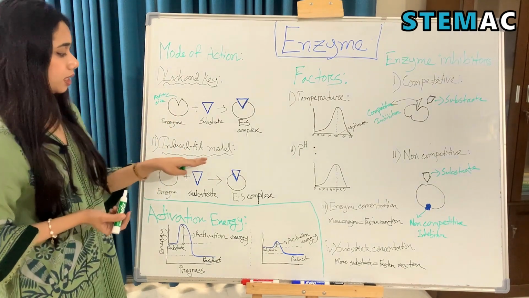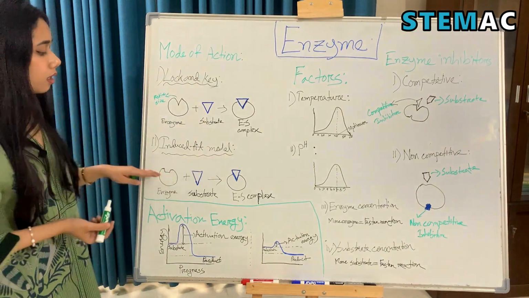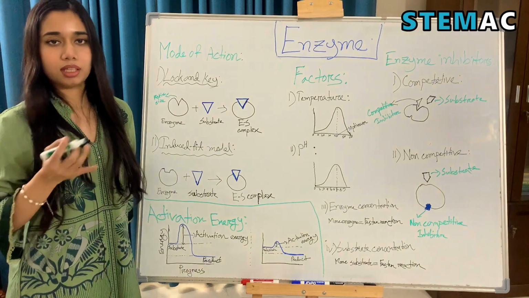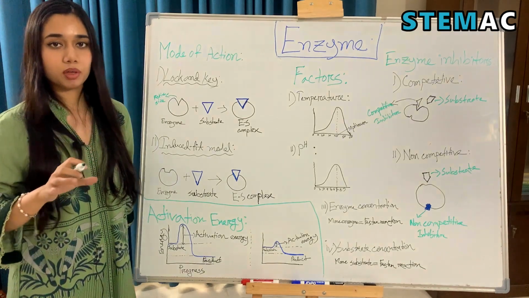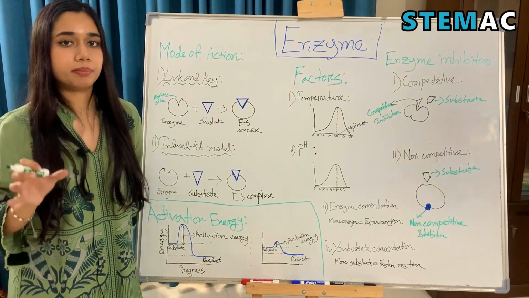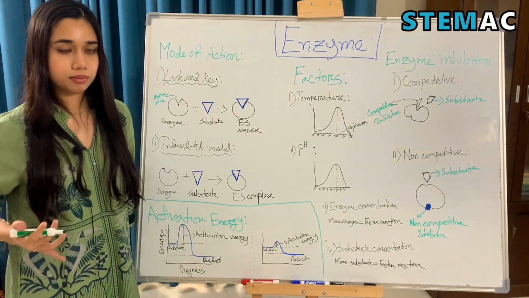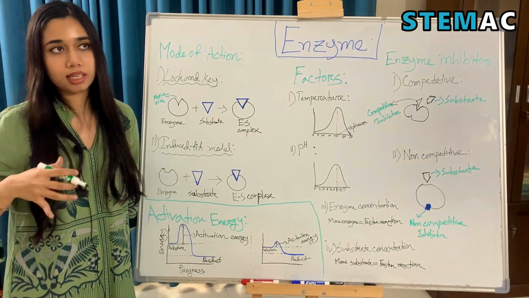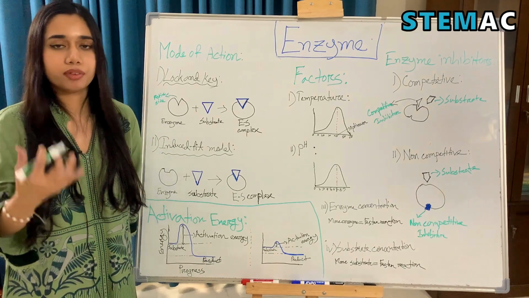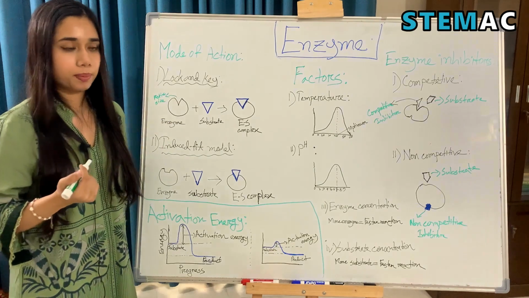Next we have the induced fit model. Now in this case it's kind of similar to lock and key, but here the enzyme or sometimes even the substrate can slightly change their shape to maximize the fit. In this case, the enzyme will still show specificity, but it will be more flexible than lock and key.